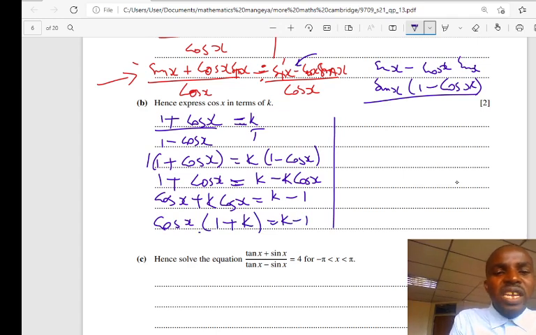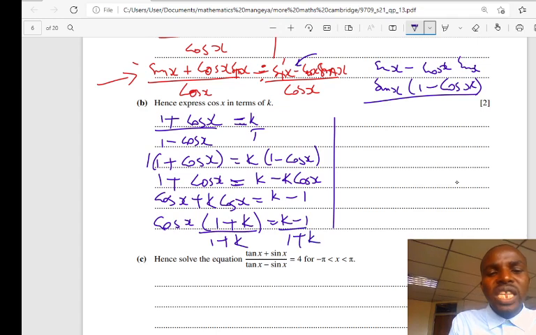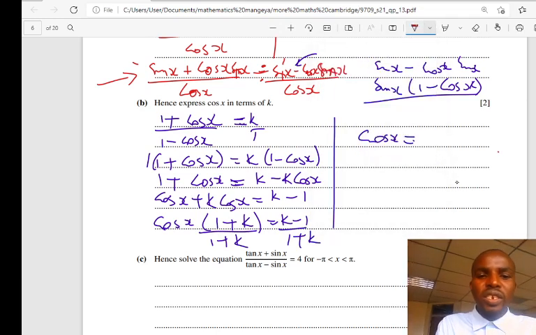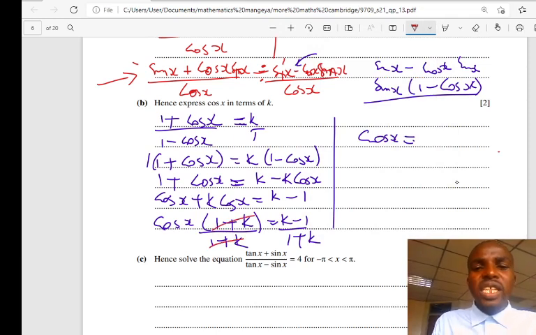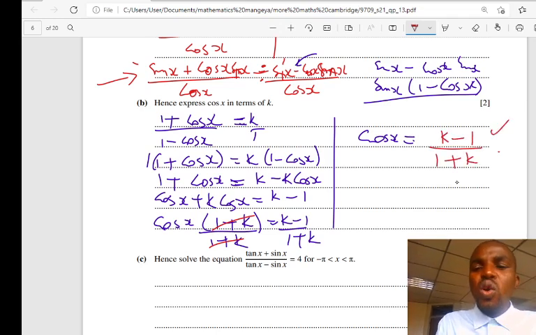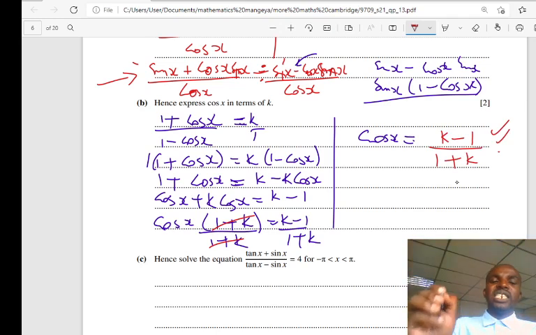Simplifying this one further, divide by 1 plus k, 1 plus k both sides. It will be cos x is equal to, then 1 plus k, 1 plus k will cancel out on this side. Then you'll be left with k minus 1 over 1 plus k. So we have expressed cos x in terms of k.